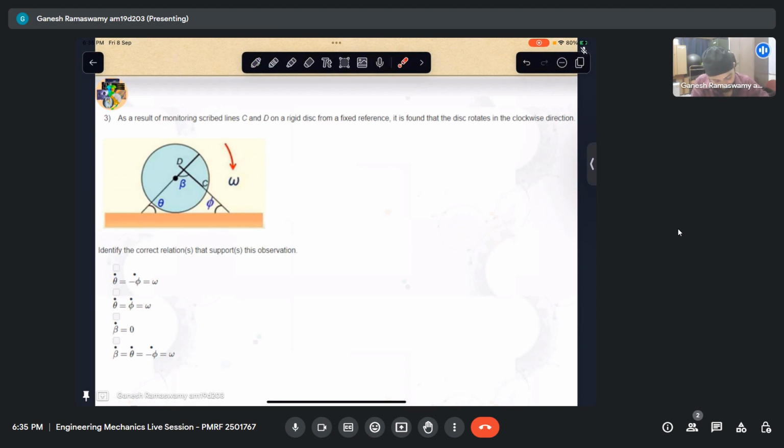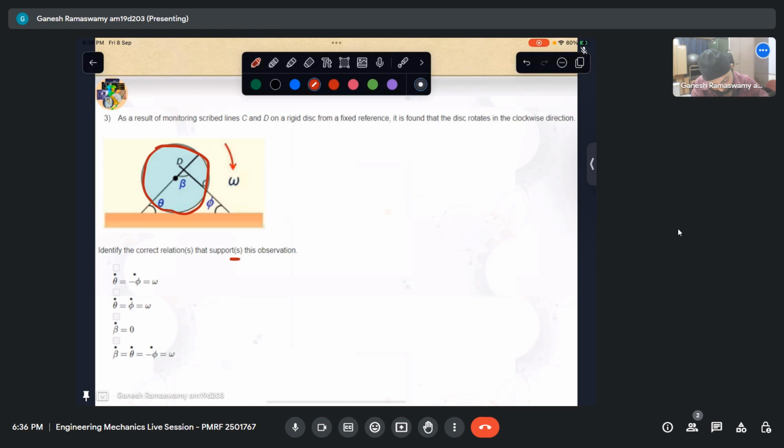As a result of monitoring scribed lines C and D, so there is a body, and then we have two scribed lines on that. One of the scribed lines is C, the other line is D, on a rigid disk from a fixed reference. So we are monitoring these scribed lines from a fixed reference. It is found that the disk rotates in the clockwise direction. That is the inference we have made. So identify the correct relations that support this observation is what is asked. Relation or relations.